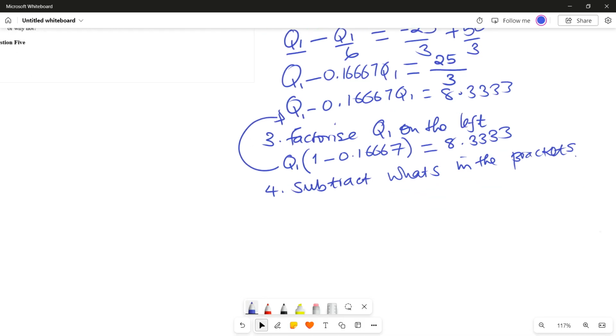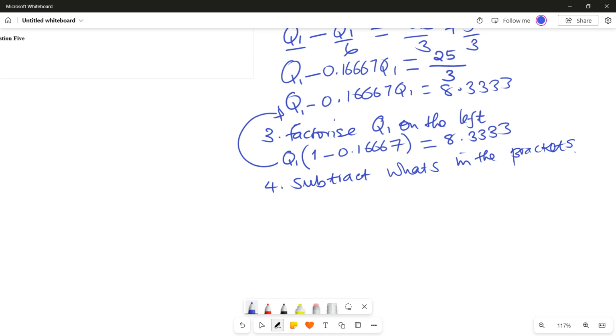Okay, so the next step is to factorize what's in the bracket. After reaching this stage, you subtract what is in the brackets. In the brackets we have 1 less 0.16667, which gives us 0.8333. So 0.8333 Q1 is equal to 8.3333.